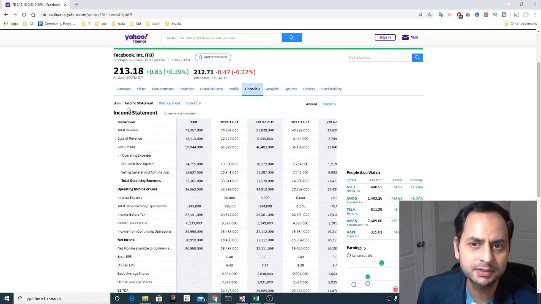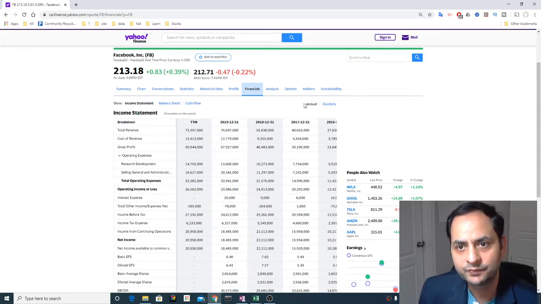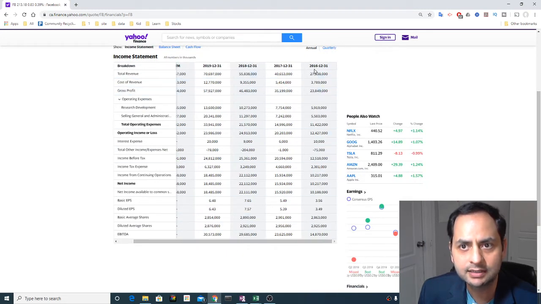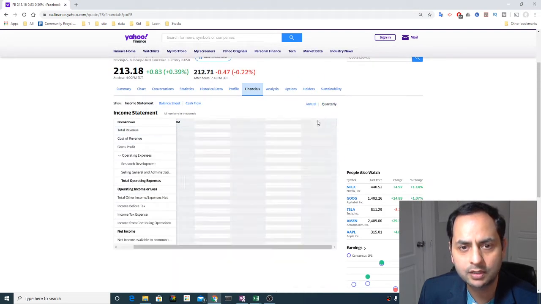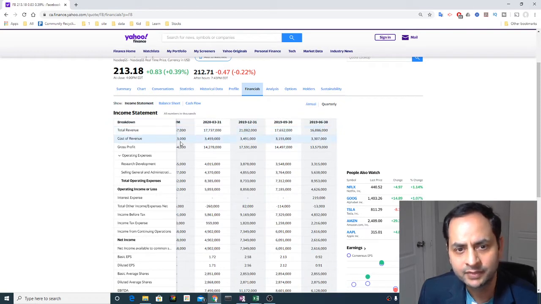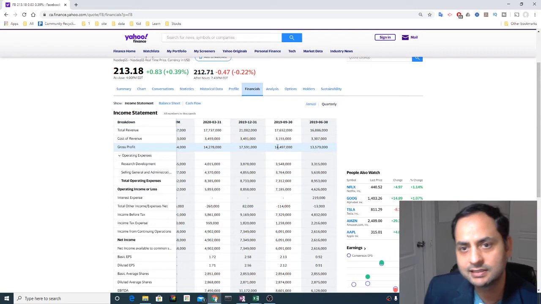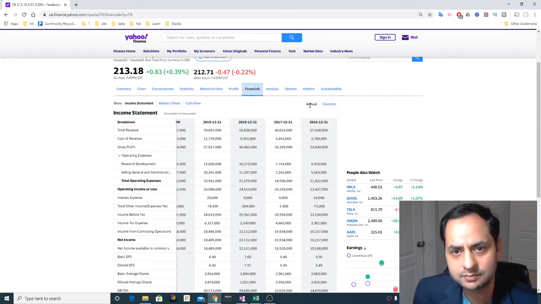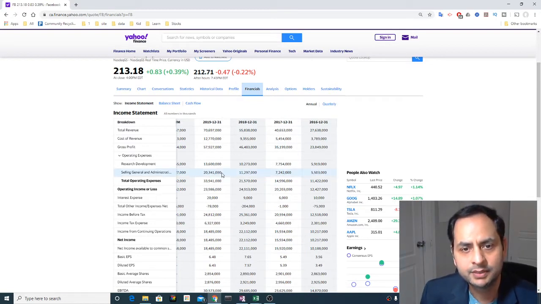So this is the income statement. We have two options here. One is annual, which, as the name suggests, is reported annually, from 2019 up to, I think, four years on Yahoo Finance. The other is quarterly, which is on a every 3-month basis. The analysis is the same, but the data slicing is different. Today I will be doing the analysis of this income statement on an annual basis.